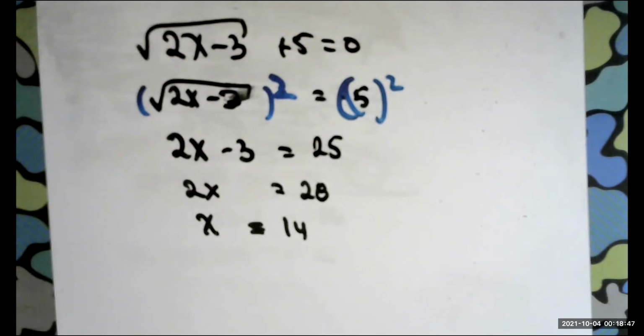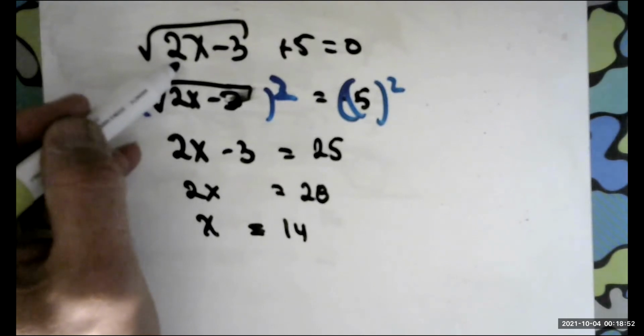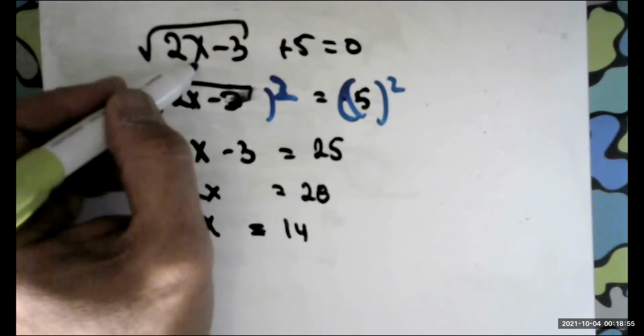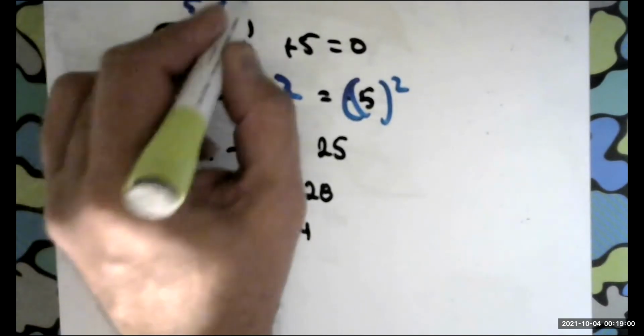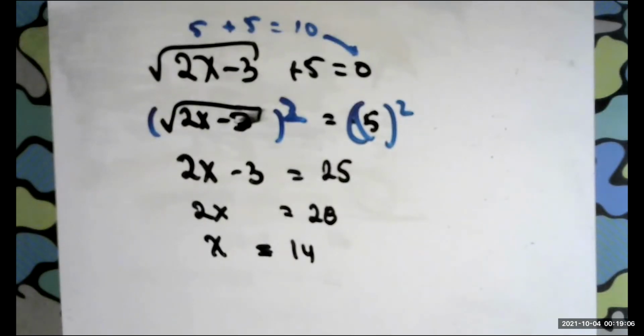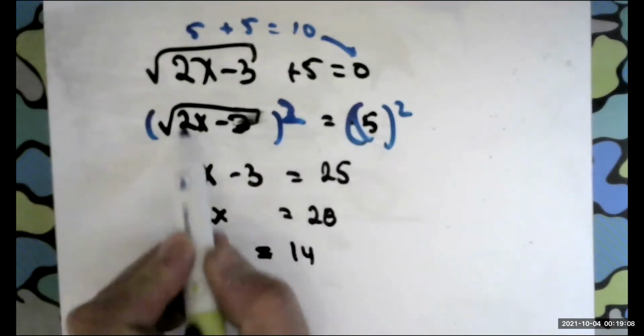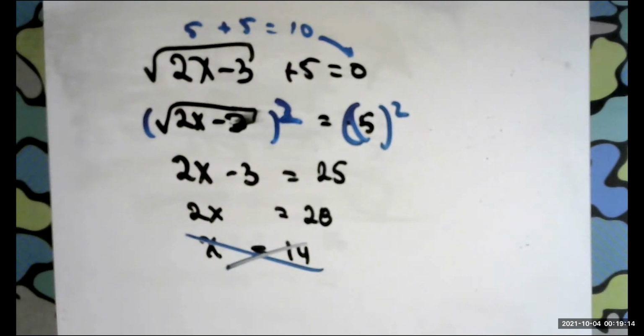However, when x equals 14, 2 times 14 will be 28, minus 3, that will be 25. The square root of 25 is 5, plus another 5 equals 10, not 0. We could have stopped earlier, when we had the square root equal to a negative number: no solution. So here x equals 14 does not work. It does not satisfy the original equation. Let's try another one. What if I have the following?